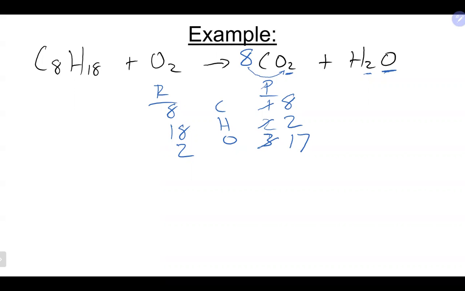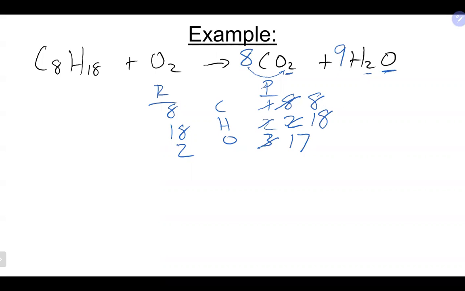I got 18 on the left. I got 2 on the right. Is that a 9? Well, I want big numbers today. 9 looks like a winner. That is going to give us 8 carbons. 9 times 2 is 18 hydrogens.